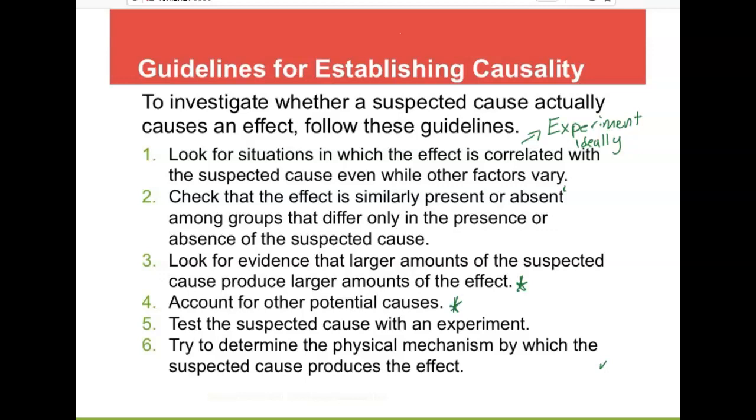All right, account for other potential causes. This is just look for common underlying causes, okay? And try and weed those out. Test the expected cause with an experiment if ethical. And then try and determine the physical mechanism by which the suspected cause produces the effect. And so the physical mechanism for smoking was like smoke in the lungs.